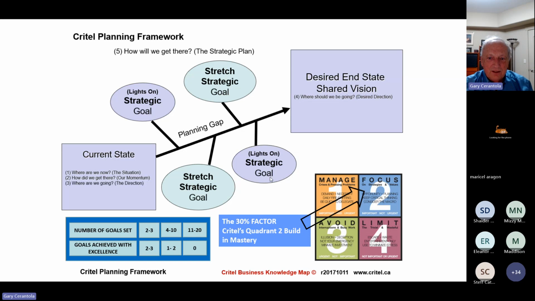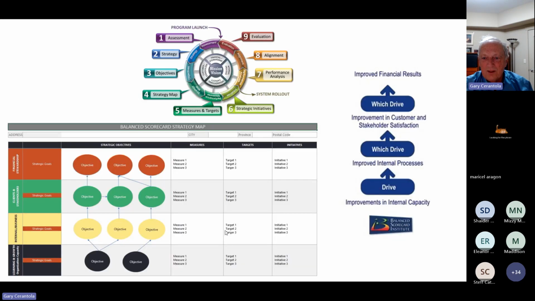But here's the thing, all right? This is research that came out of the Franklin Institute. What the research said is that if an organization has 11 to 20 goals, the chances of completing those goals with excellence are zero. If you have 4 to 10 goals, maybe you can do one or two that are really pretty good. But if you only have a few critical goals, then you can achieve them all with excellence. So that's the key piece to remember.